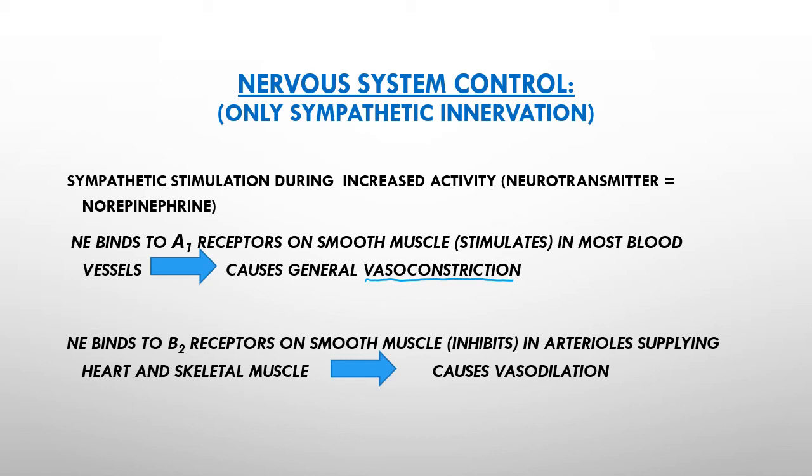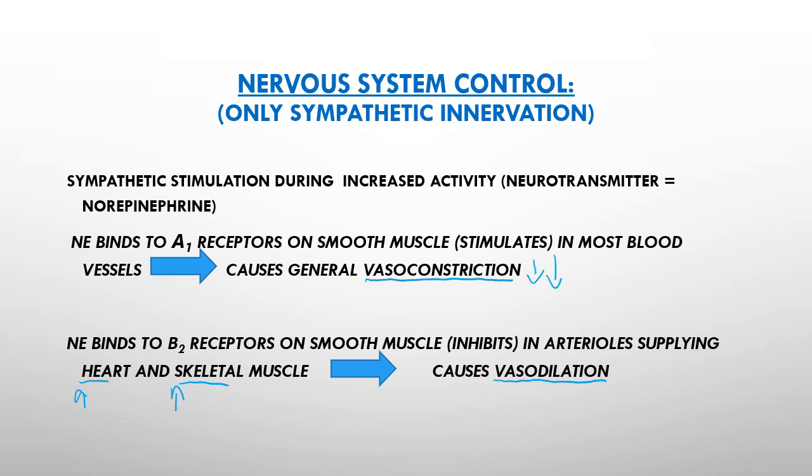So we have our sympathetics kicking in, causing this to occur. Norepinephrine can also bind to beta-2 receptors on smooth muscle, and this is going to go to places like our heart and skeletal muscle, and that's going to cause a vasodilation. So in times of sympathetics, we want an increase in blood flow to the skeletal muscle, an increase in blood flow to the heart, but in other places we want a decrease.